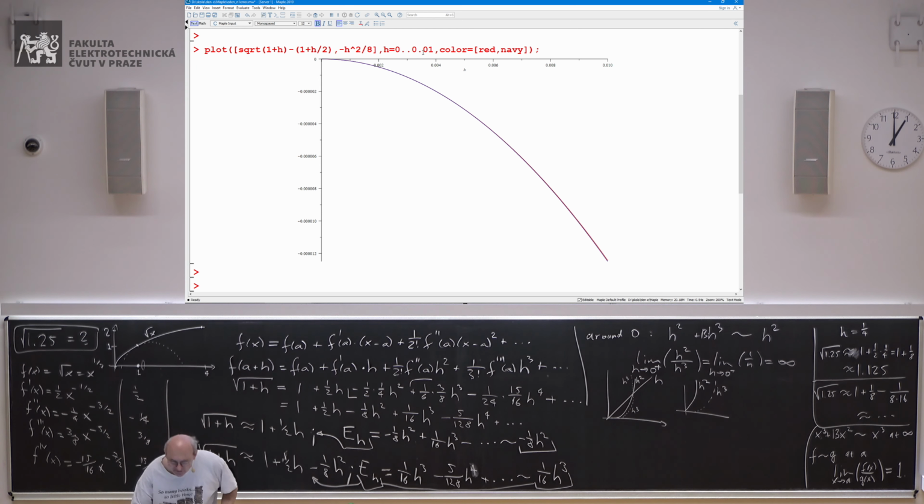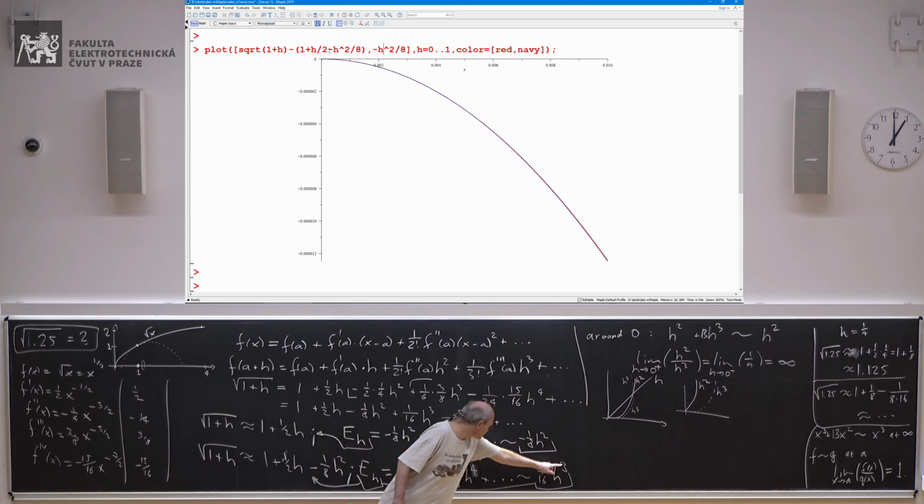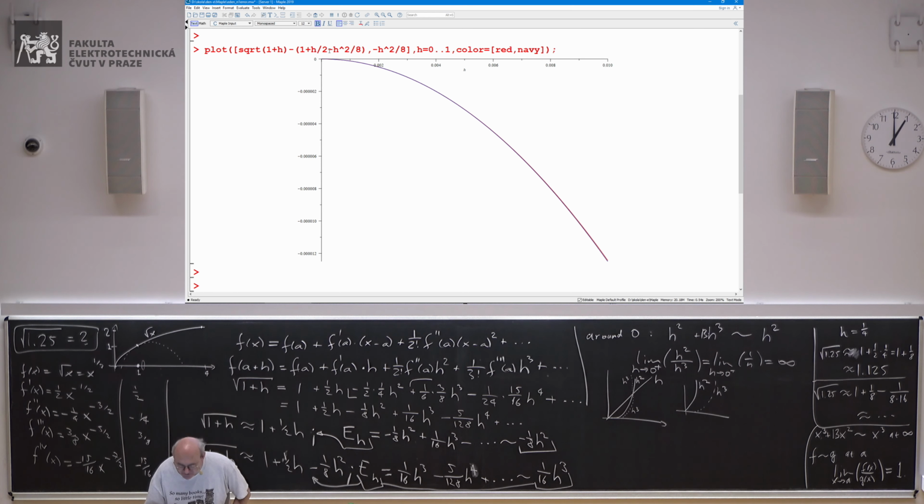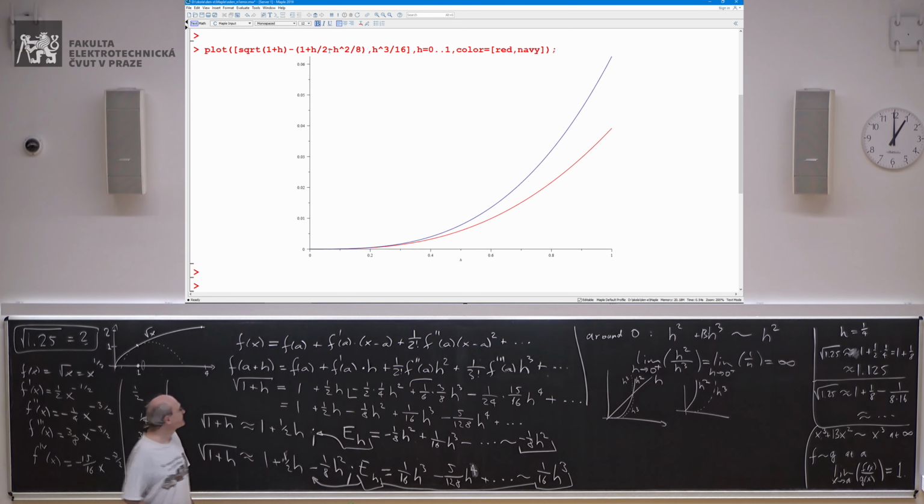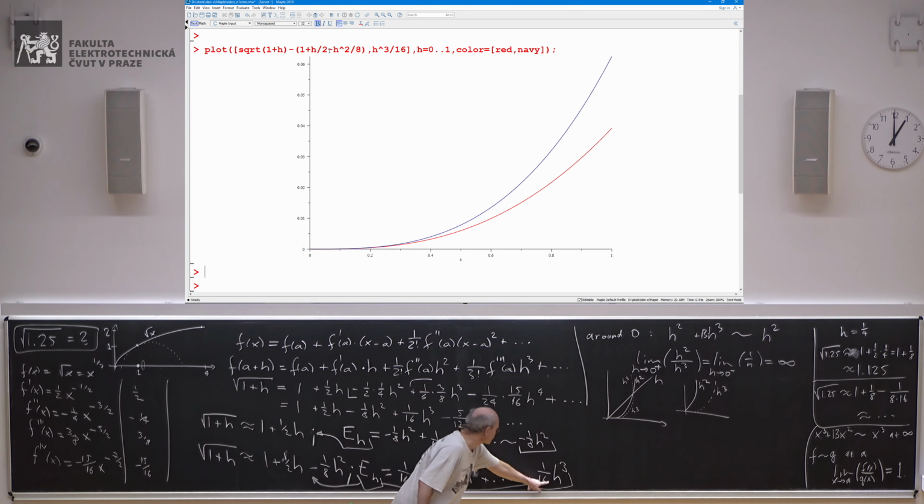Okay, let's try with the second one. I'm going back to my original game. Now I will subtract 1 plus h over 2 minus h squared over 8. So I'm subtracting the quadratic approximation, and now I strongly suspect that the error is h cubed over 16. That's my suspicion. Bang. Okay, now the error is positive. Yeah, makes sense, it works.